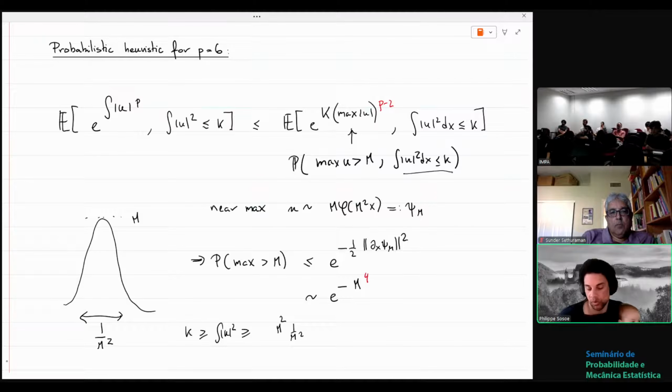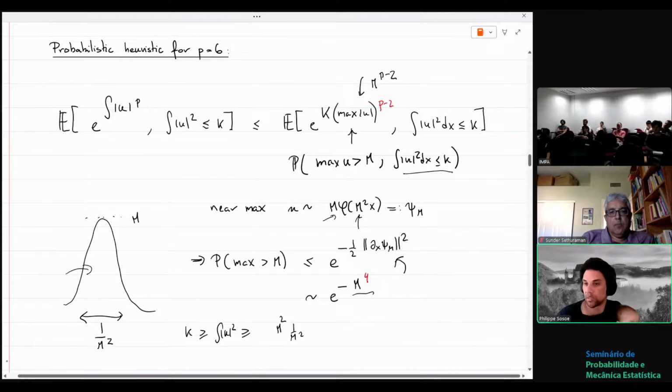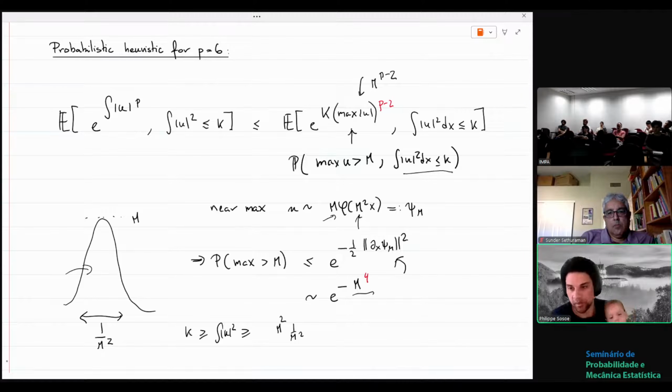So this means that near the maximum, your Brownian motion conditioned on the L2 norm being less than k looks like this picture over here. It looks like a function that has a peak of size m and has a base of size 1 over m squared, right? So let's call this function psi m. The probability that we see Brownian motion behave like this is roughly, by the usual arguments, like e to the minus the gradient of psi m squared. But if you compute this gradient just by scaling, you get e to the minus m to the 4, right? And this m to the 4 has to beat this guy, m to the p minus 2. And so you see that p has to be less than 6 for this to have a chance to work. Does that make sense, roughly?